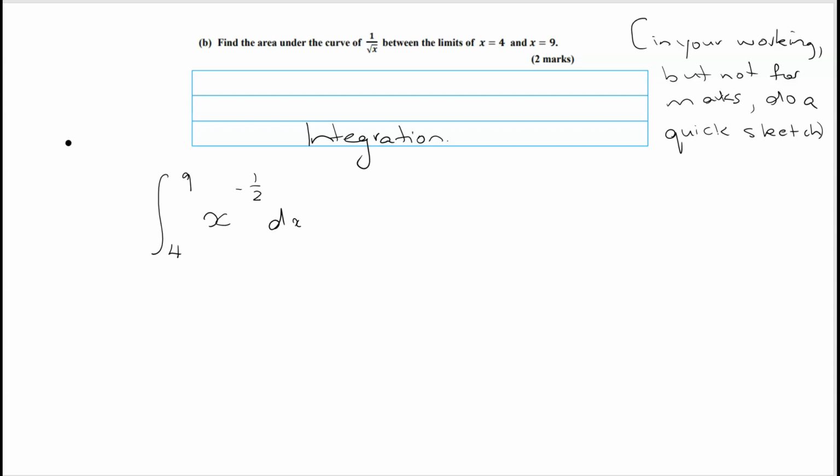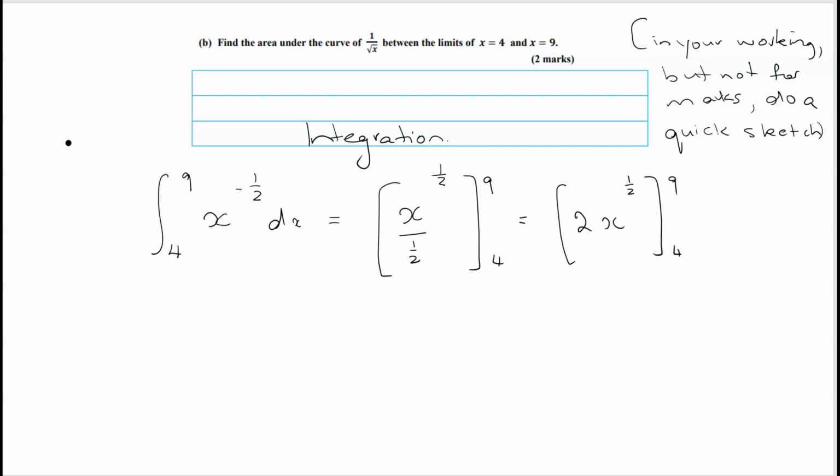And once we've done that, that becomes x to the half over a half. And we don't need to put in plus c because we know that it's going to drop out. And simplifying that, it becomes 2x to the half from 9 to 4. Okay, now it's just number crunching.